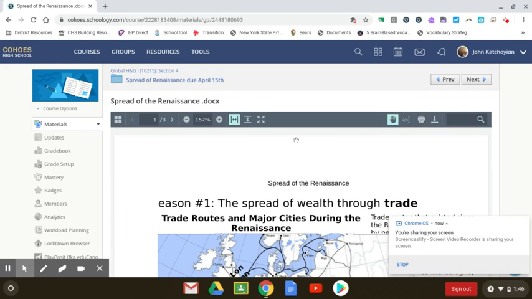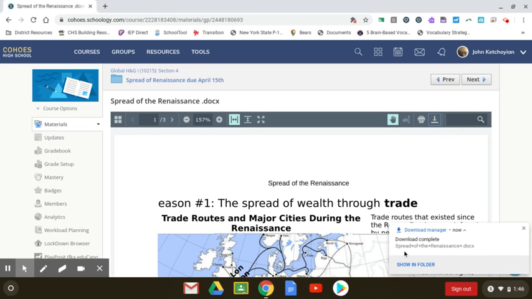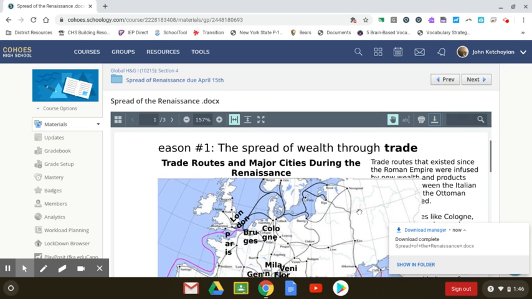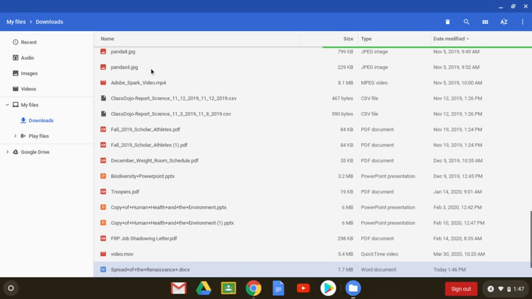Okay, so we are going to do the spread of Renaissance reading. When you do this, what's going to make things a lot easier for you is to click this thing right here where it says download, because if you don't download it, some of the information, as you can see even in this first slide, is going to be behind pictures and things. So you've got to click download, show in folder, and then you can open it up that way. That's the first thing you should do in order to get enough room, basically. If you double click that and open it, it should open. You shouldn't have any issues, hopefully.